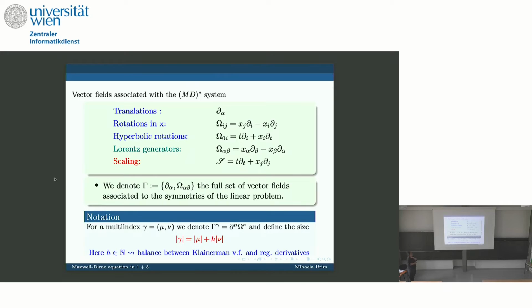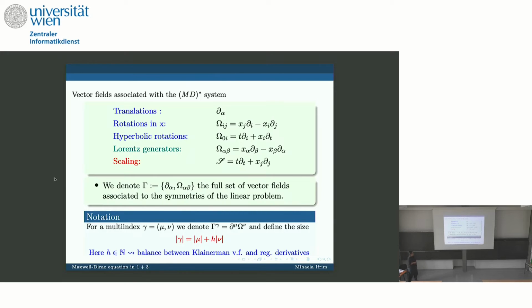And now I'm going to make some comments about notation. If you're going to read our paper, which hopefully will be up soon, anyway, in the talk I hope to use this notation, which is gamma. Gamma is going to refer to all vector fields that are associated to the linear problem. So I'm putting all derivatives and vector fields in it, and I'm going to refer to it as gamma.